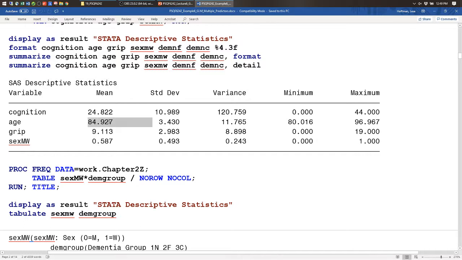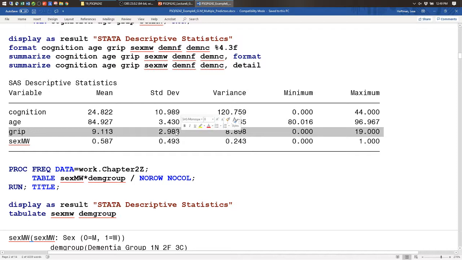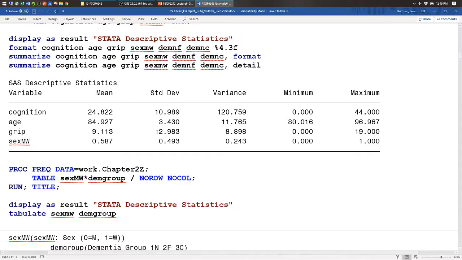So age, like I said, the mean was near 85, so that's what I picked. Grip, the mean was near 9, so that's what I picked. You'll see these other numbers for standard deviation show up in things, and trying to think about what would be reasonable values for what's a high value of the predictor versus low. So those will come back up later on as well.